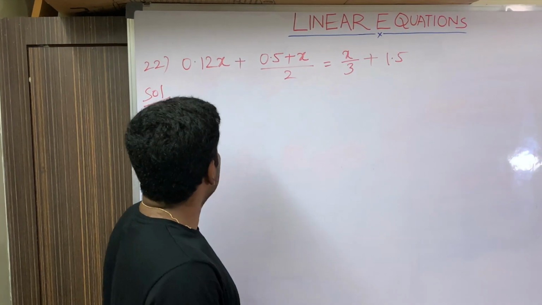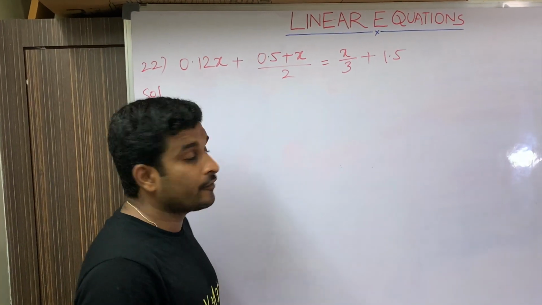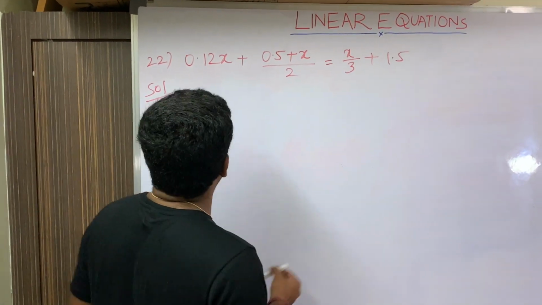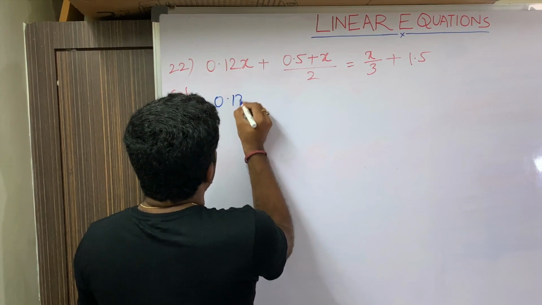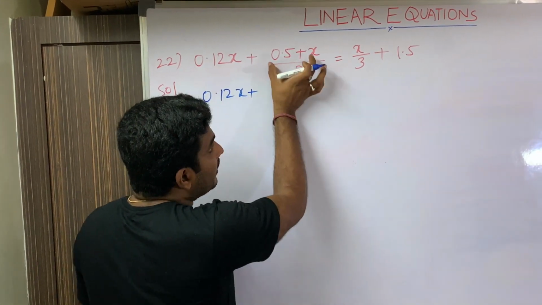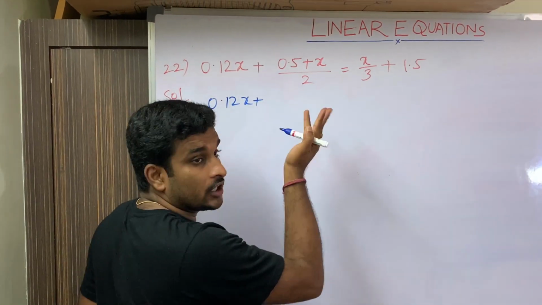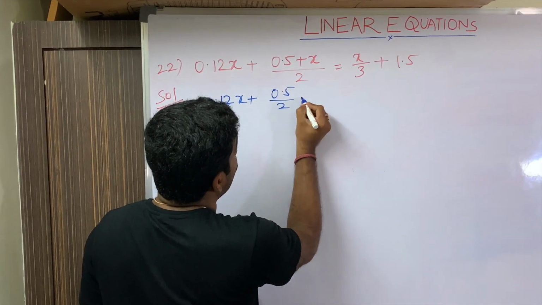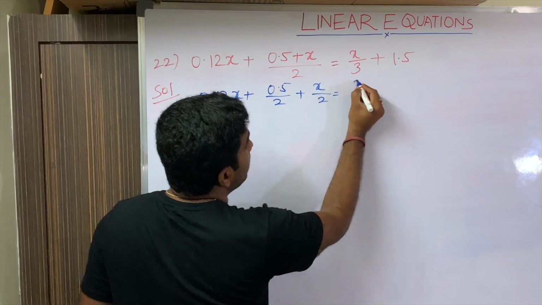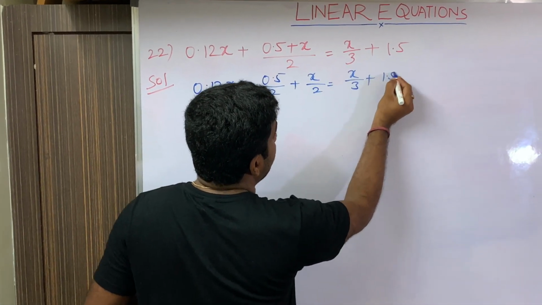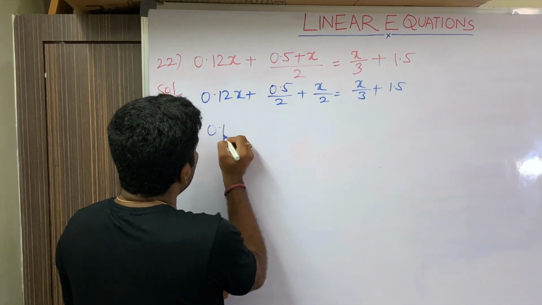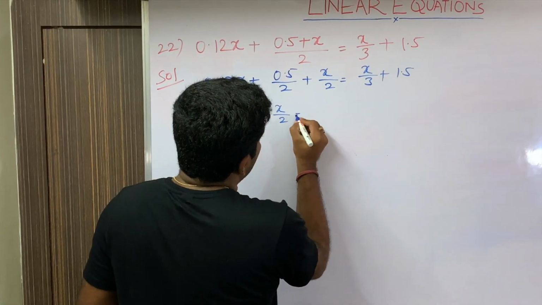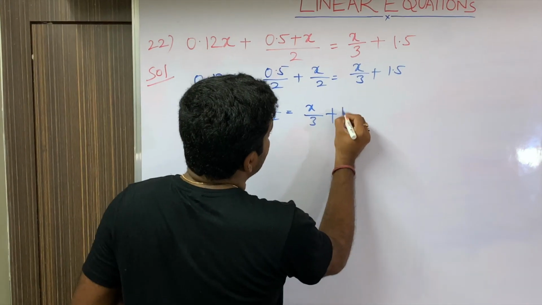The next question is 0.12x plus 0.5 plus x when divided with 2 equal to x by 3 plus 1.5. Then 0.12x plus we have to divide this 0.5 and x into 2 terms with respect to 2. Then it will become 0.5 by 2 plus x by 2 equal to x by 3 plus 1.5. Then 0.12x plus x by 2 equal to x by 3 plus 1.5.